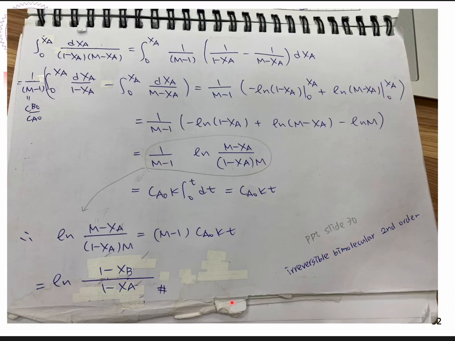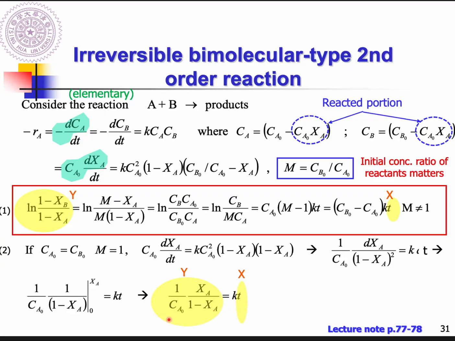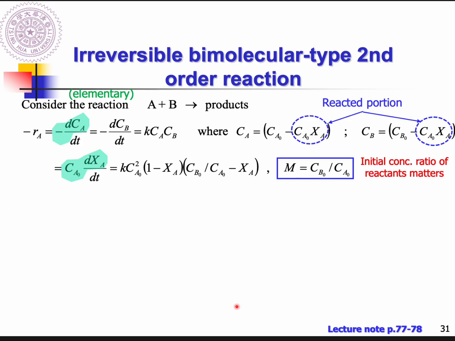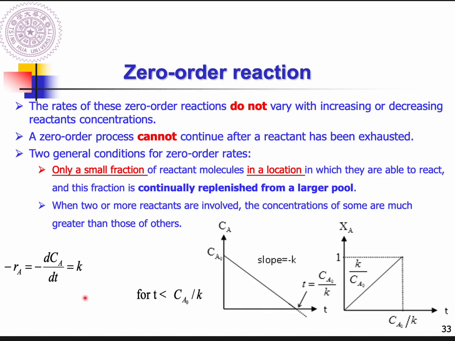Okay, so let's move to the last one. You already got the particular form of the rate equation for second order, for both M not equal to 1 and M equal to 1, and also for the first order. So now we move to the last one, the zero order reaction. The zero order reaction means the consumption rate of reactant A equals k, nothing related to the concentration of reactant A.